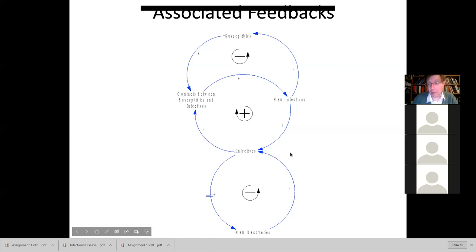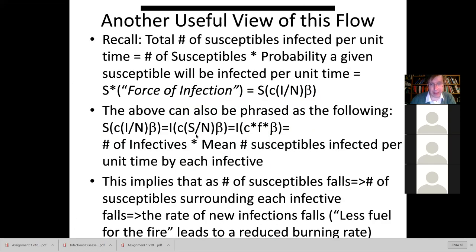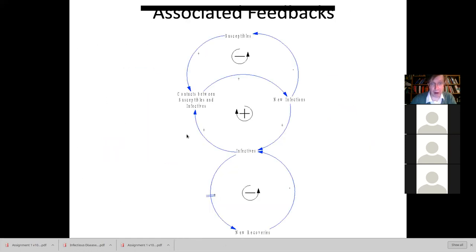There's also a feedback associated with new recoveries, right? As infectives go up, we tend to have recoveries occurring, which draws down the infectives. So there's these limiting loops associated with both of these phenomena. With infectious diseases, the primary thing that helps us bring them under control is exactly these dynamics. People get infected, eventually recover, and therefore are for some period of time not susceptible to infection again. And most importantly, we deplete the number of susceptibles. That's depleting, remember, exactly this term here. We reduce the amount of fuel that's unburnt, and therefore we reduce the amount the fire can spread, okay?